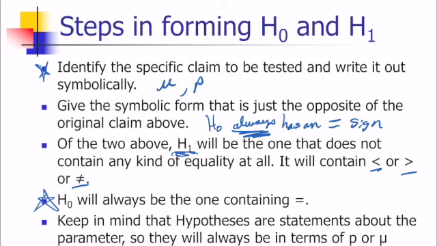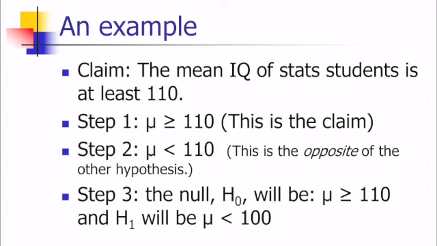So let's work through an example. I claim that the mean IQ of students is at least 110. Because I said at least, it always has this equality part. So I say the mean of students is greater than or equal to 110. This means at least, right? That means my alternate hypothesis is that the mean of students will be less than 110. So I need to take a sample and I need to study this.